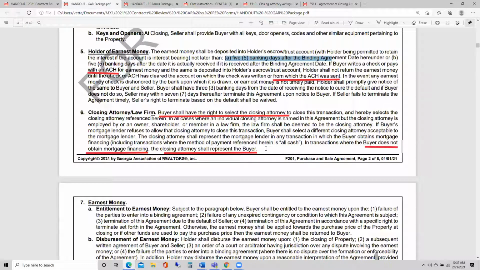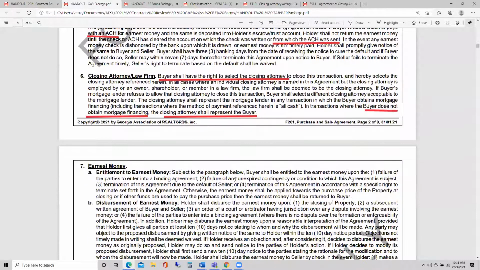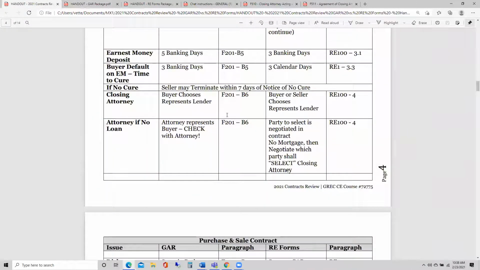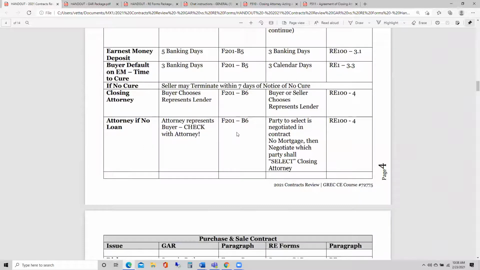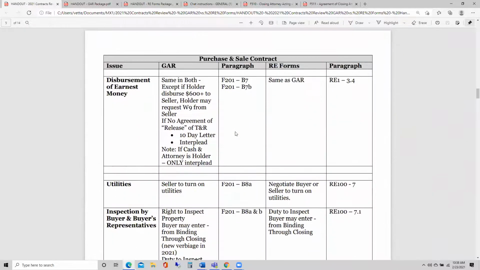So in essence, what this means, very loosely interpreted, is the closing attorney shall prepare the closing documents with respect to the buyer's position in this contract. That's what it means when it says represent the buyer. Again, it doesn't mean that if there's a dispute over anything in the contract that the buyer has their own legal representation. All right. Just went over that. All right.